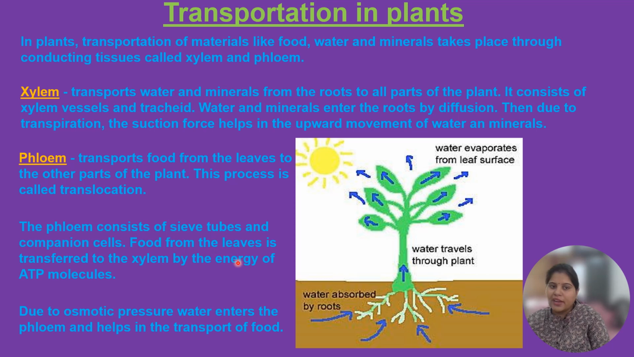So food from the leaves is transferred to the phloem by the energy of ATP molecules. This means the plant has to spend ATP molecules, meaning energy is required for this process. That's why this process is an active process. During this time, osmotic pressure is also created by water, and due to this osmotic pressure, water enters into the phloem, and then it helps in the transportation of the food.